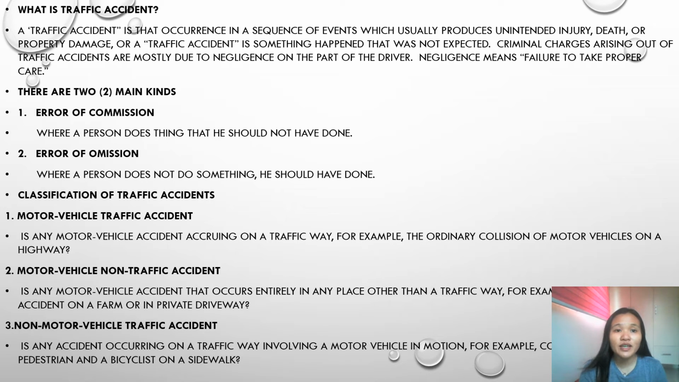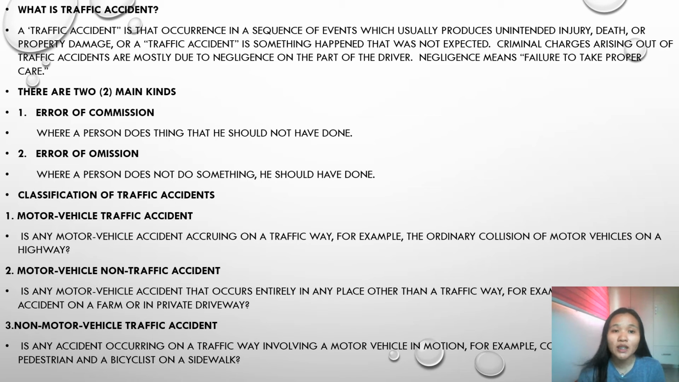Next, what is traffic accident? So, what is traffic accident? A traffic accident is that occurrence in a sequence of events which usually produces unintended injury, death, or property damage. Or a traffic accident is something that happened that was not expected. Criminal charges arising out of traffic accident are mostly due to negligence on the part of the driver. Negligence means failure to take proper care.